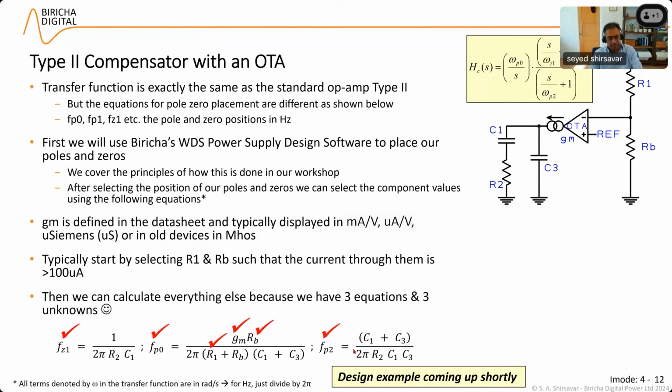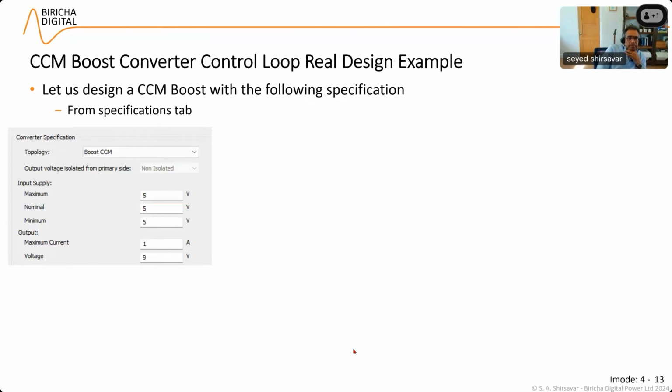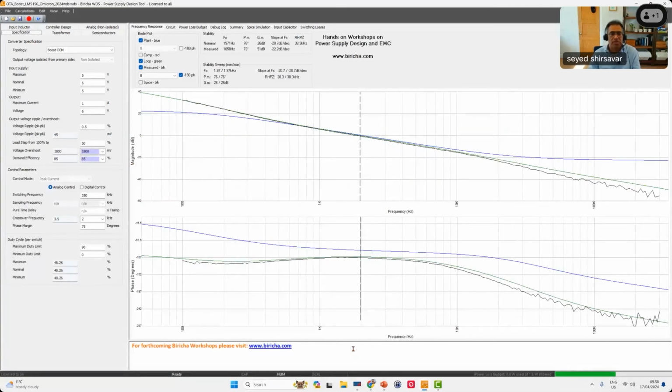So I'm going to give you a short design example. Let us design a boost converter in continuous conduction mode, right? This is the specification: 5 volts in, 9 volts out, and 1 amp. So I'm going to go to WDS now, and I should have one open. Oh, where's WDS? There you go. That's an OTA boost. I gave up the final punchline because you can see that it's matching.